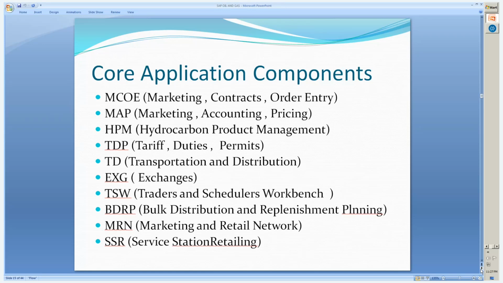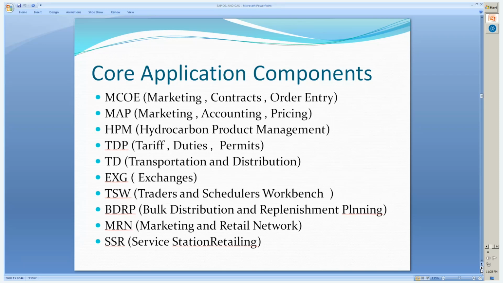Marketing, accounting, and pricing. Pricing is one of the most important basic functions in oil and gas. Essentially, we are using the sales and distribution basic function pricing with certain enhancements. There are different methods of pricing available, but at the core of pricing, we use the condition technique. If you have already worked in sales and distribution, you'll be able to understand very quickly the pricing calculations that can happen in the downstream order processing and also in billing. So that particular application component is called MAP, marketing, accounting, and pricing.